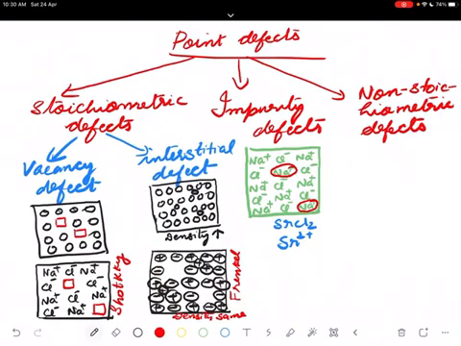So what happens? I am removing that Na+ from here, and from here also Na+. Instead, I am putting Sr2+ here. So what happens? Here one vacancy. Electrical neutrality is maintained. Why? Because one Sr2+ replaces two Na+ ions. So doping is done. The process is called doping.